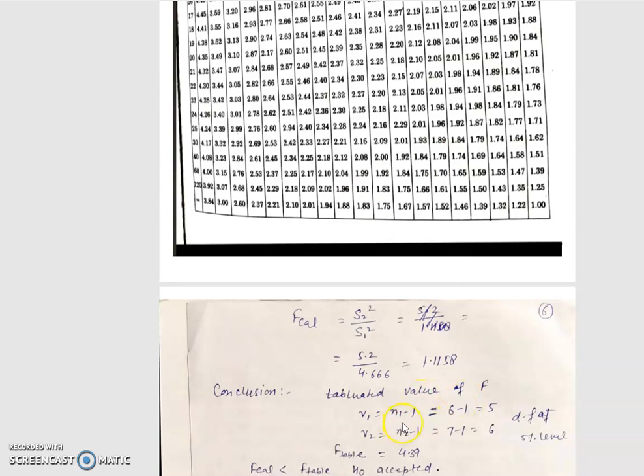Now the tabulated value of F. Here nu1 equals n1 minus 1 and nu2 equals n2 minus 1. When the value is S2 square upon S1 square, then nu1 is n1 minus 1, which means 7 minus 1, and nu2 is 6 minus 1. So 6 and 5 degrees of freedom.